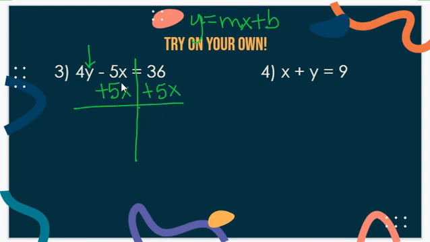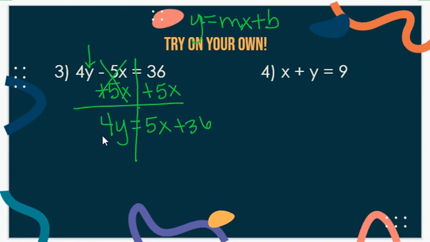What you do to one side, you do to the other. So the minus 5x and the plus 5x cancel out. I'm left with 4y, bring it down. And 36 plus 5x you cannot combine. So we need to write it, but when we write it, we want it in the form of mx plus b. So this will be 5x plus 36 because this is a positive 36.